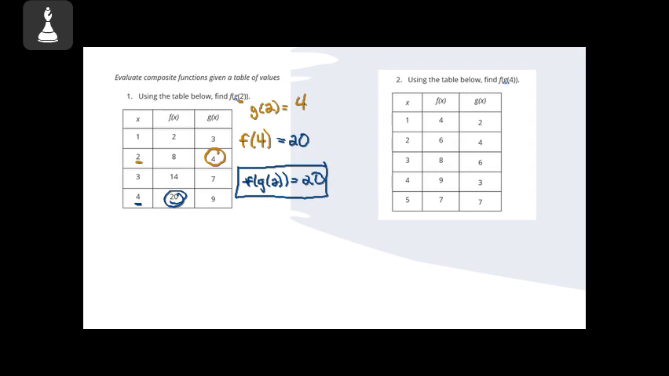We have a different table here because we've got different functions. We want to find f of g of 4. So we're going to start with g of 4 first. So find 4 for x and then find the g value there. So g of 4 gives me an answer of 3. Now I want to plug that back in. So now I have f of 3. What I'm going to do is now find 3 and find f's value at that, and that is 8. So final answer, f of g of 4 is 8.